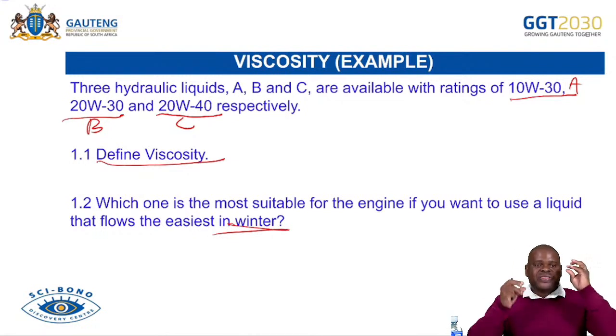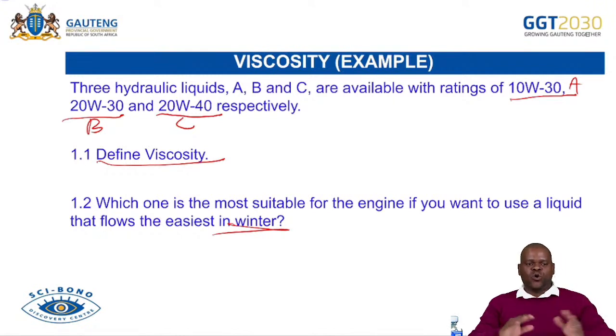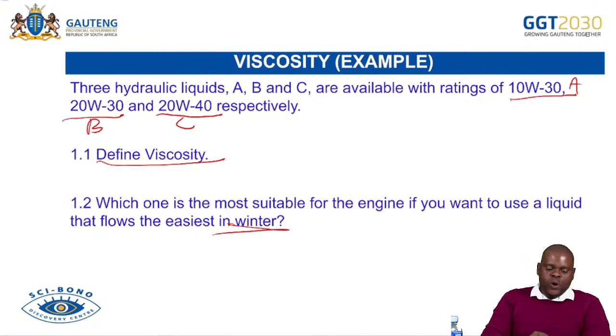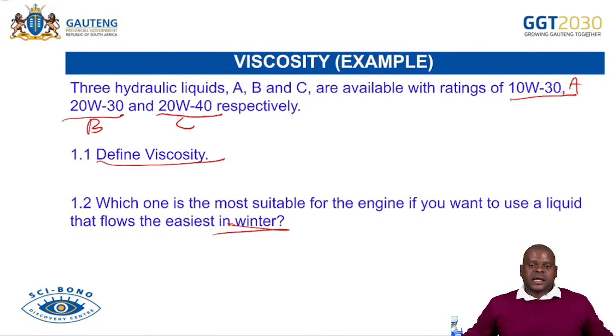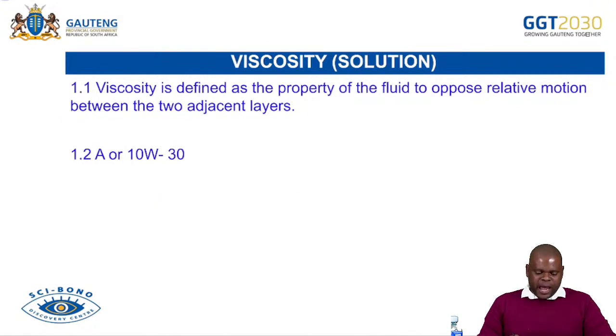Sometimes we don't need the thick oil. We need the one that can flow easily. Are we together? Then which one can flow easily out of the 3? Is it A, is it B, or is it C? Then the solutions say, define viscosity. Viscosity is defined as the property of the fluid to oppose relative motion between the two adjacent layers.